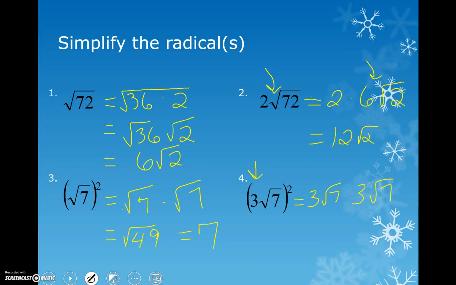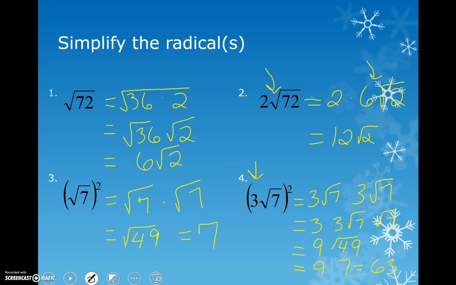So we've already gone through and shown that square root of 7 times square root of 7 is 7. But let's again review. This is one big multiplication problem, so let's rearrange this. This is the same thing as 3 times square root of 7 times 3 times square root of 7. And so what I notice here is 3 times 3 is 9, square root of 7 times square root of 7 is square root of 49, and then finally, square root of 49 is equal to 7. So then I can multiply that and get the number 63.